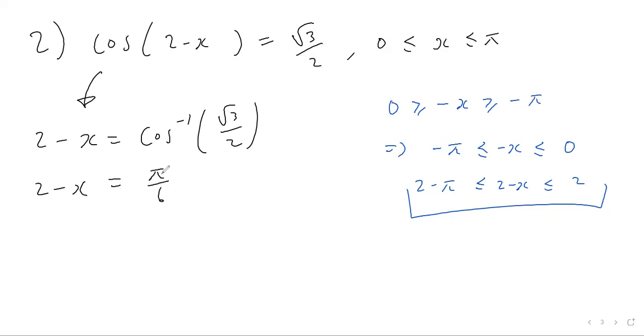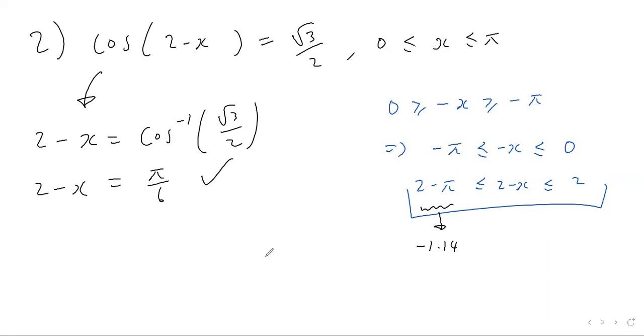Now the question is, is pi over 6 within our domain of values that we need? So we need 2 minus x to be between 2 minus pi and the number 2. So 2 minus pi, if I do that on the calculator, I get about minus 1.14 roughly. And this is obviously the number 2. So pi over 6 will be between those two numbers. So that is acceptable there. So we've got one possibility there.